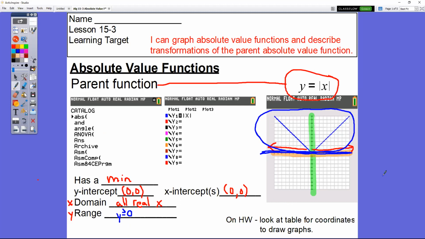We don't have any negative values there for y. Therefore, it's all the values that are equal to 0 or greater than 0. So it's y is greater than or equal to 0. So that's the original one that we're looking at.